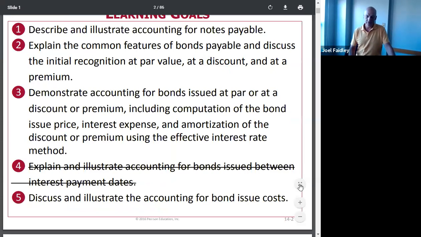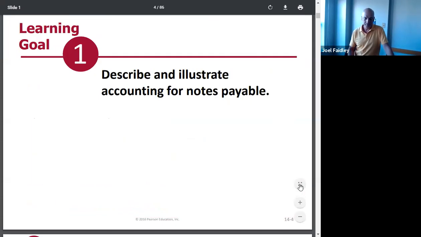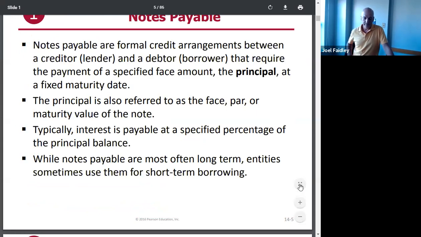All right, so we're first going to look at notes payable. Very straightforward here. What are notes payable? Usually similar to accounts payable, but with notes payable, there's interest involved, interest rates or interest payments. With accounts payable, there is not.